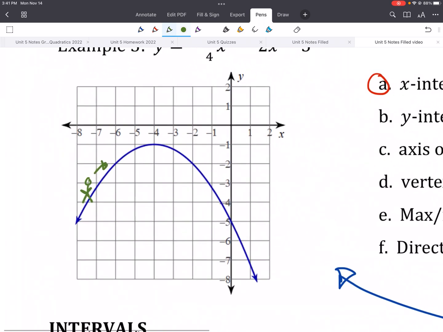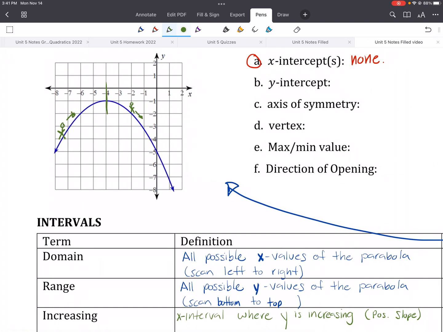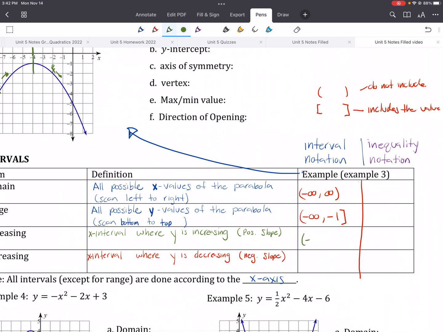Sorry, I'm looking over here. We're hiking and hiking until we get to this maximum. After that, you're hiking and you're decreasing your altitude. So increasing for this example would start at negative infinity and go all the way to -4. So it would go from negative infinity all the way to -4.